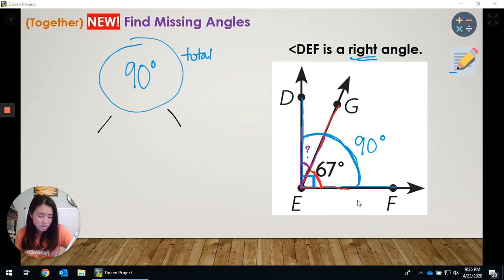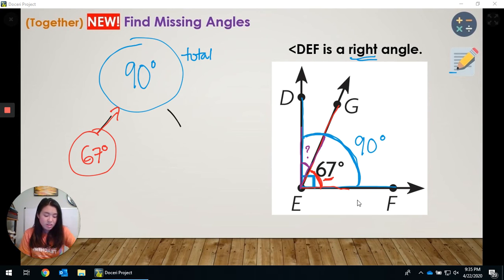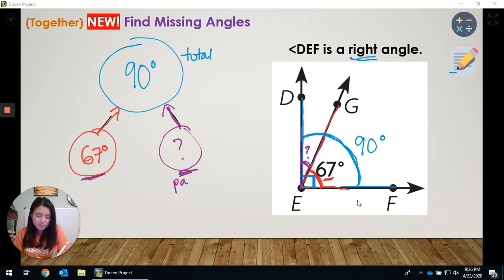So then we're going to show that. We're going to show that this 67 degree angle is inside of the 90 degree angle. Just like right here, the 67 degrees. And then there's another small angle right here where our question mark is, that's also inside of the 90 degrees, but we don't know what that one is. So this 67 and this question mark angle, the missing one, are parts. They're smaller parts inside of the 90 degree total or whole.